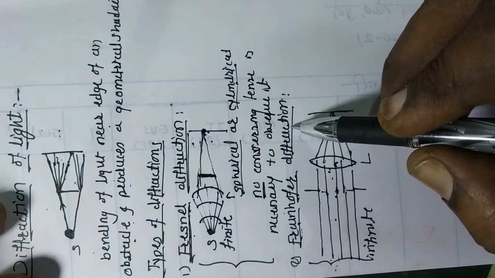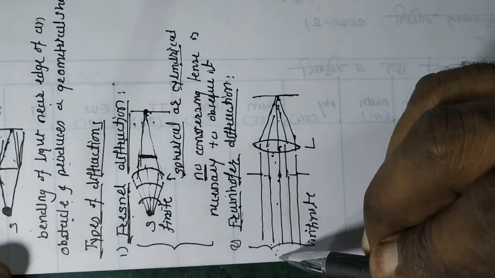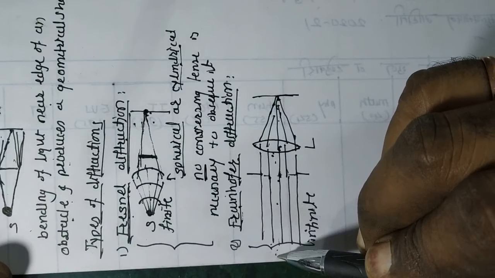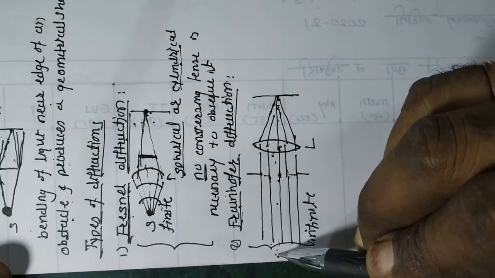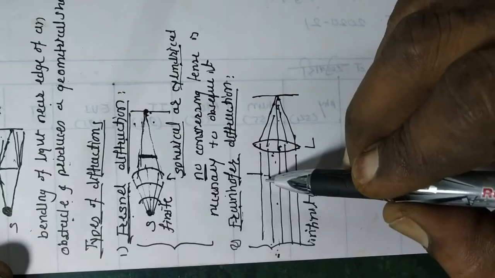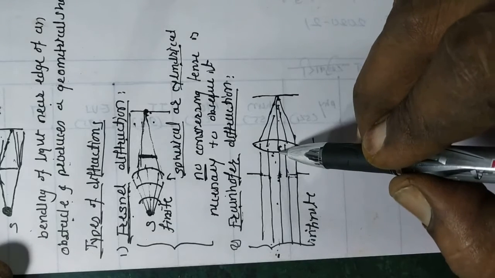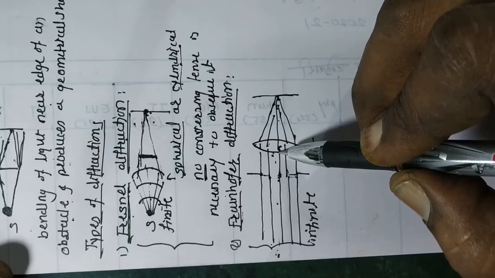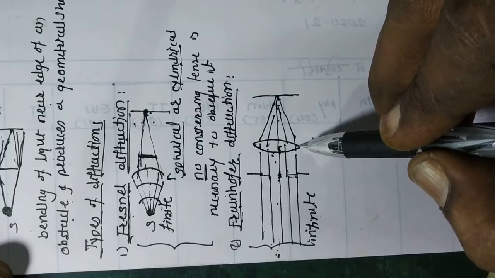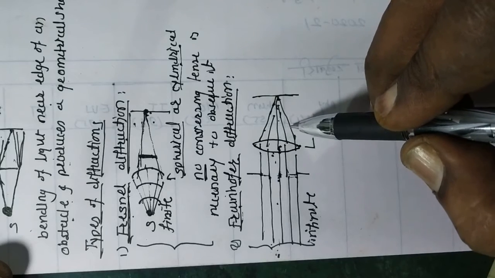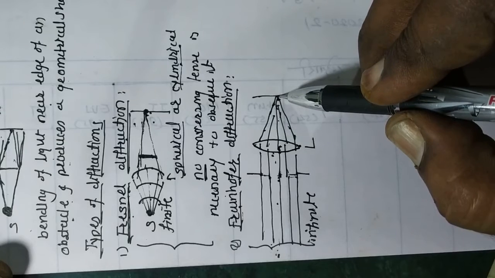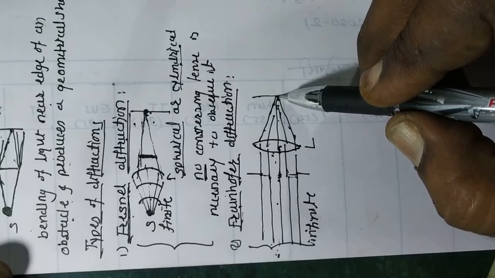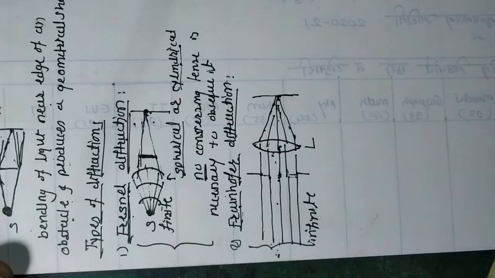In case of Fraunhofer diffraction, the source of light is at infinite distance. And hence both incident wavefront as well as diffracted wavefronts are plane. Therefore, a converging lens is necessary to converge light on the screen to observe diffraction. Such a type of diffraction is called Fraunhofer diffraction.